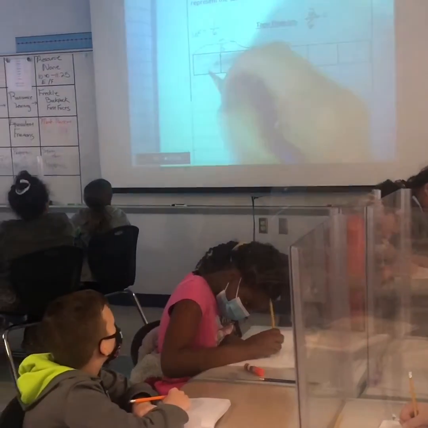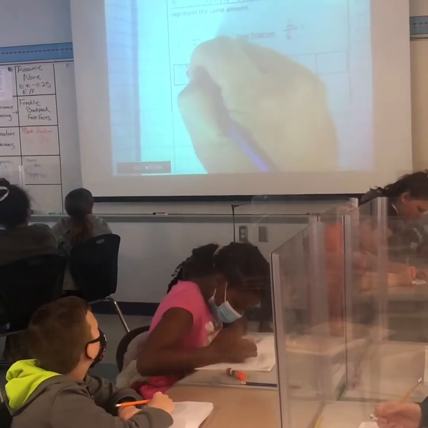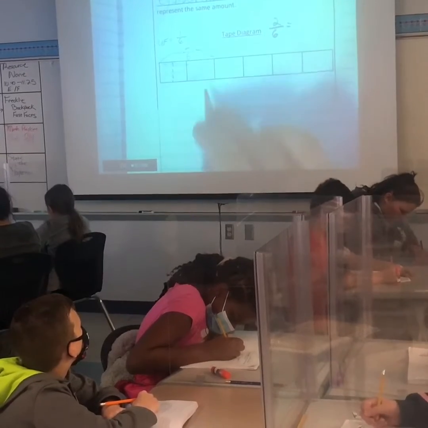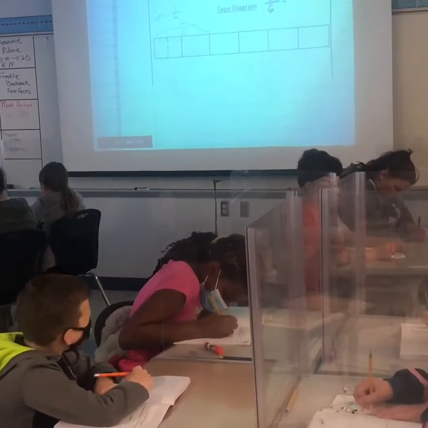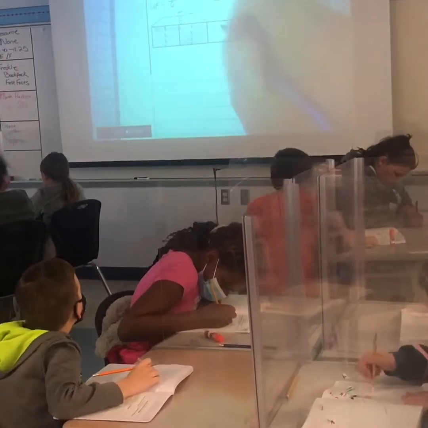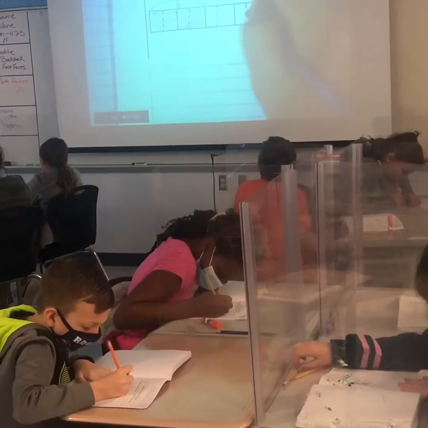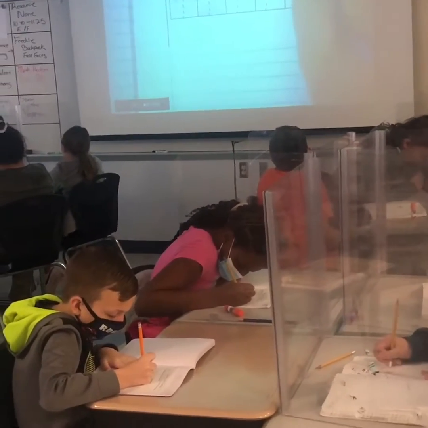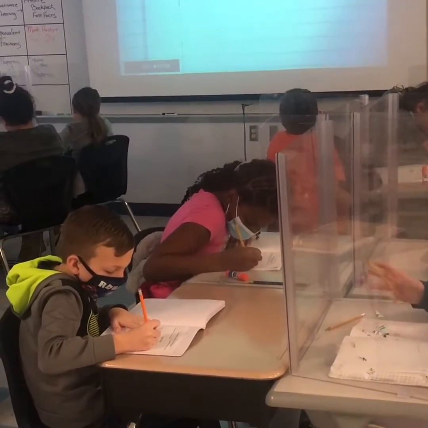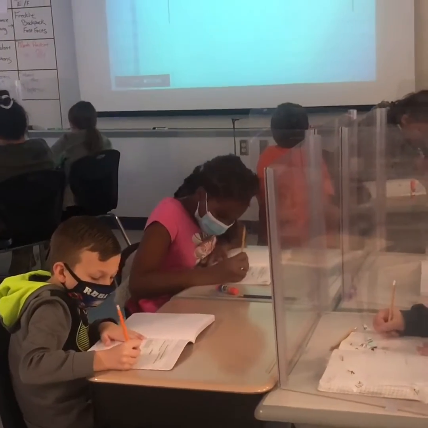So I want to take this 1/6 and split it in half. So I'm going to take a dashed line and split it in half. And since I did it to this one, I have to do it to everybody else, okay? So let's go ahead and split this one in half. All right. And pencil down to show me that you got that done.